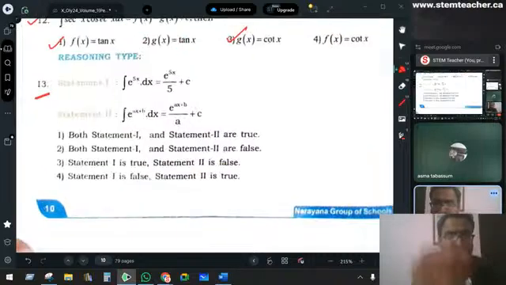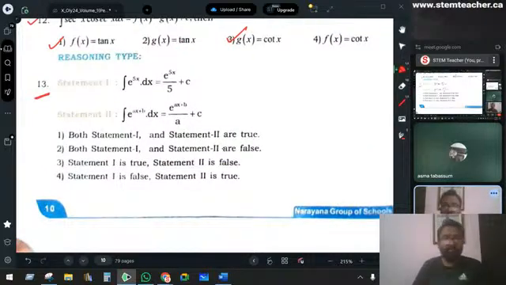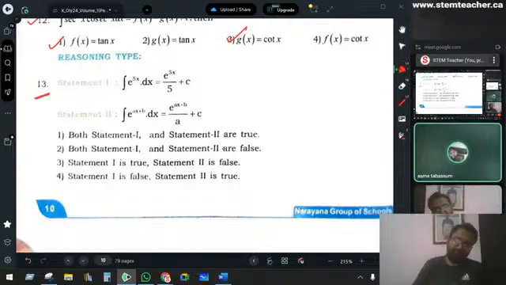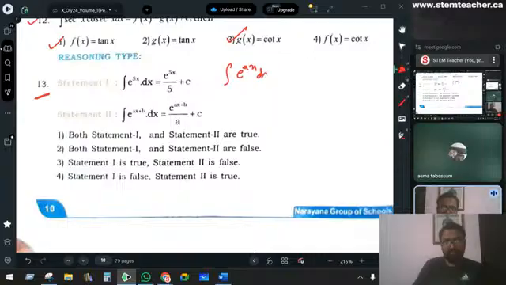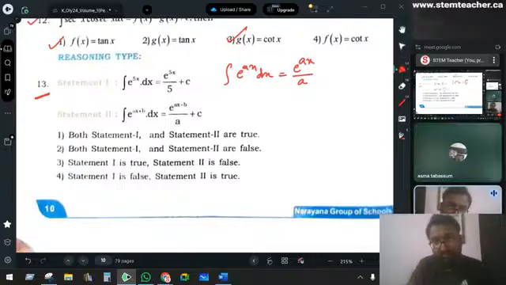First statement: integration of e power 5x dx is equal to e power 5x by 5. Do you know that integration of e power ax dx is equal to e power ax, with the derivative of ax in the denominator? It is the same logic: in differentiation it goes to multiplication, but in integration it is in the denominator.